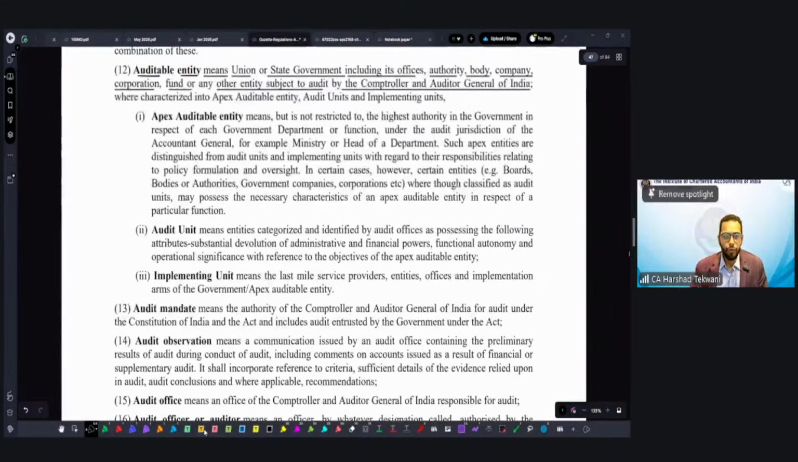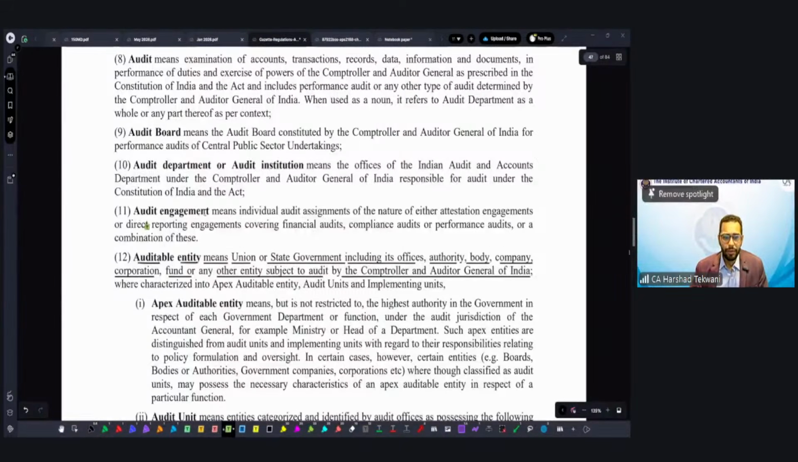So when we talk about the term audit engagement under regulation 211, it says that audit engagement will include individual audit assignments in the nature of either attestation engagements or direct reporting engagements, covering financial audit, compliance audit, performance audits, or a combination of these. That means compliance, performance, or a combination may be attestation or direct reporting. Okay, that's the definition of audit engagement under the regulation also.